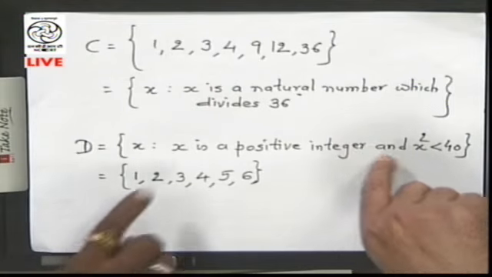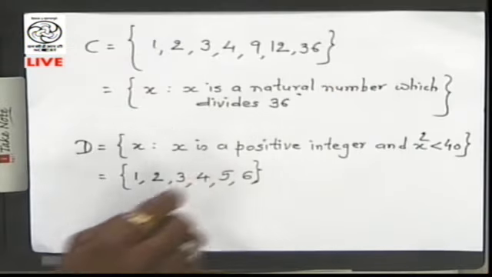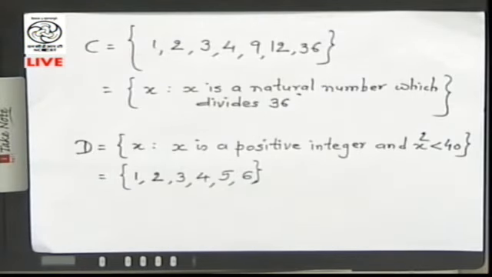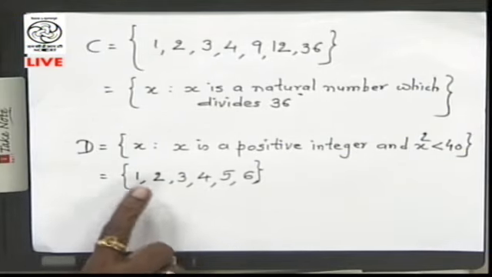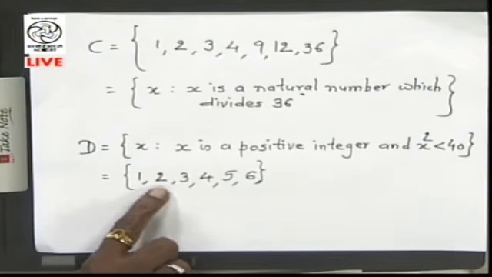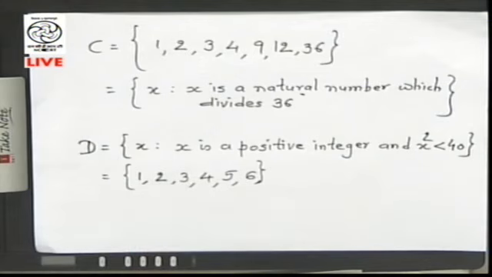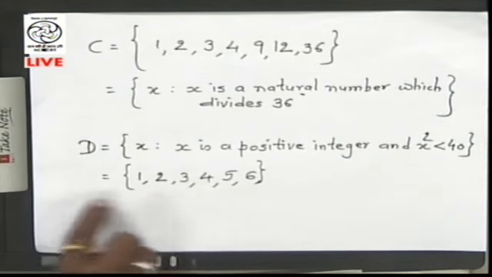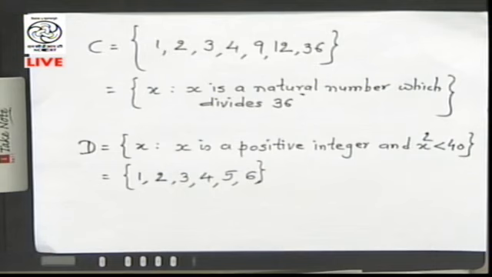If the set builder form is given to you, like the set of all x such that x is a positive integer and x square is less than 40, you list out all those positive integers whose square is less than 40 and you end up with this, that is 1 square is less than 40, 2 square is less than 40, 3 square is less than 40 and so on. So you get this particular list which we call the roster form.